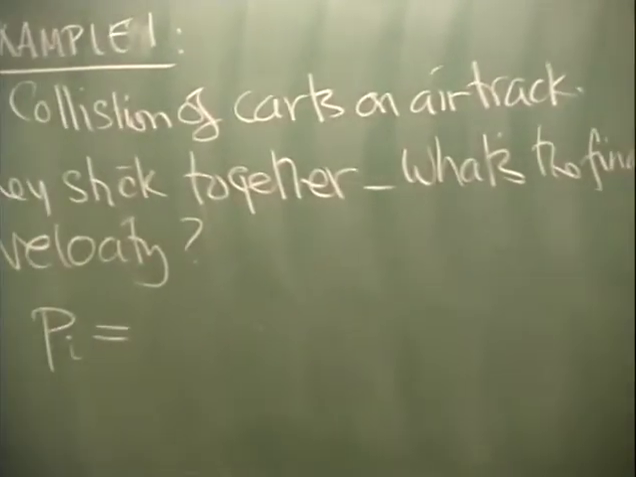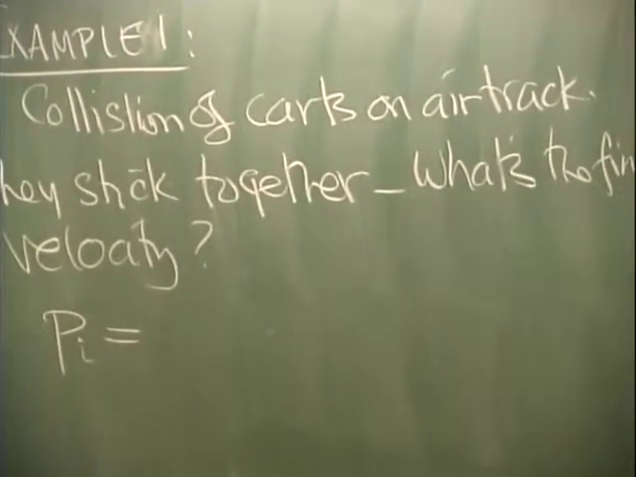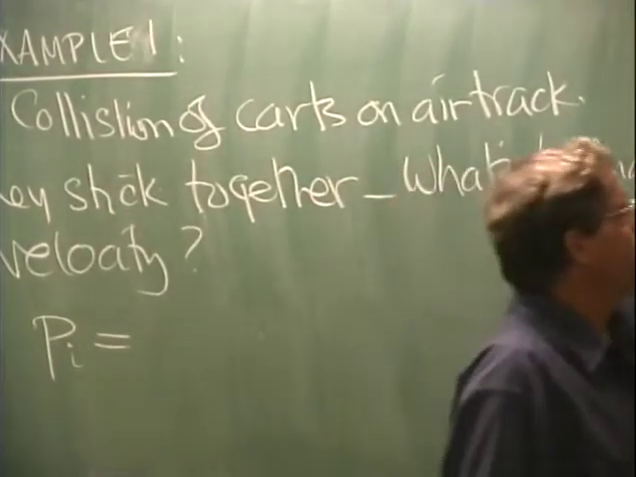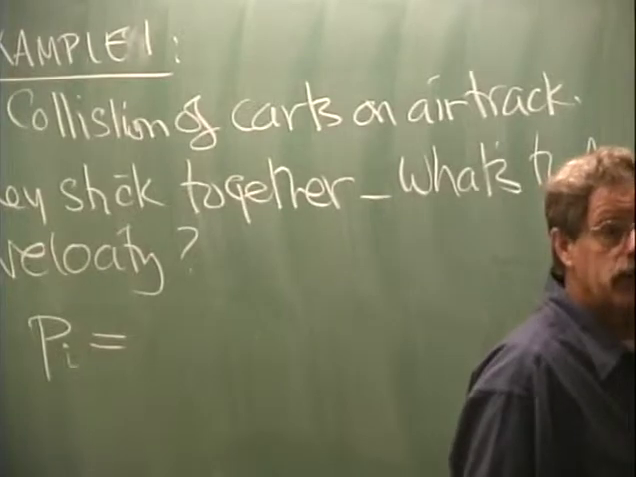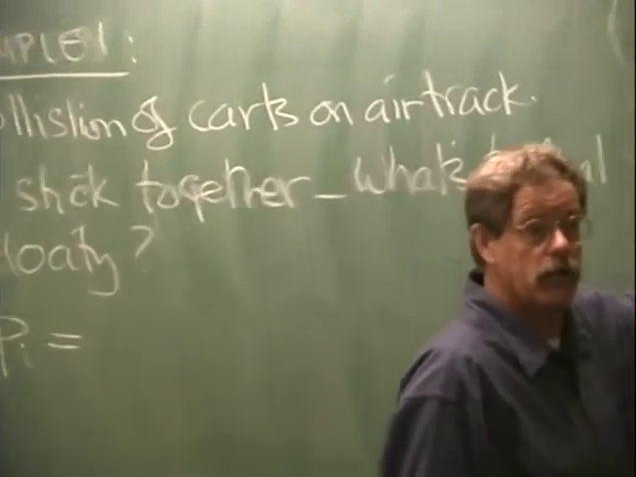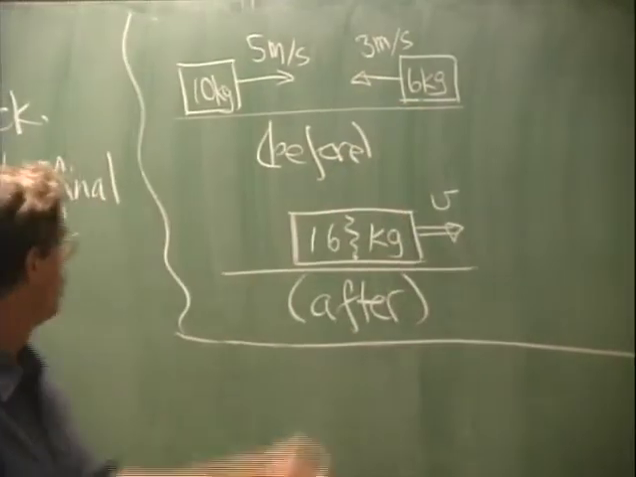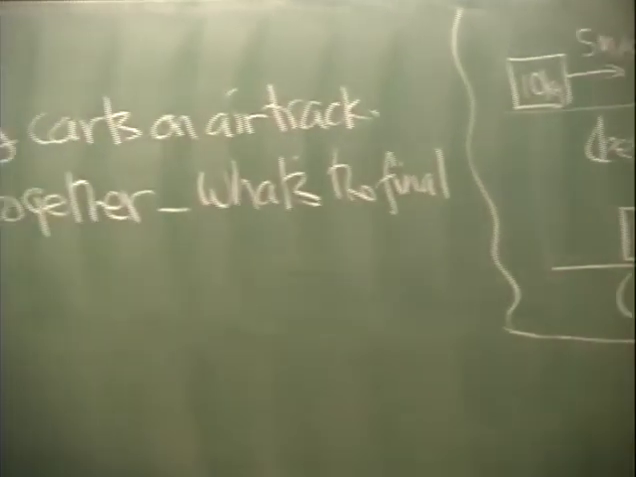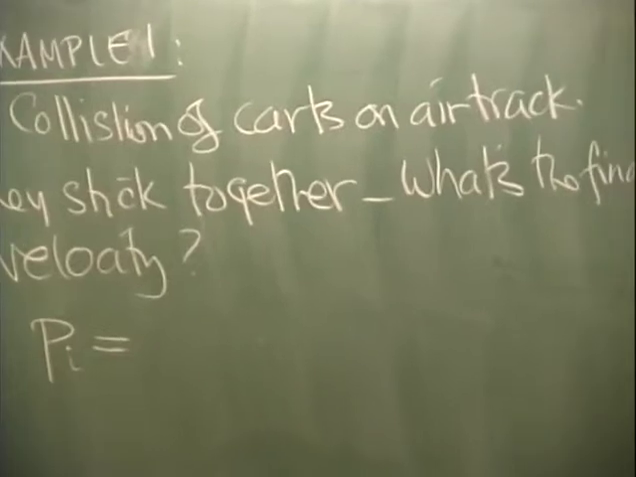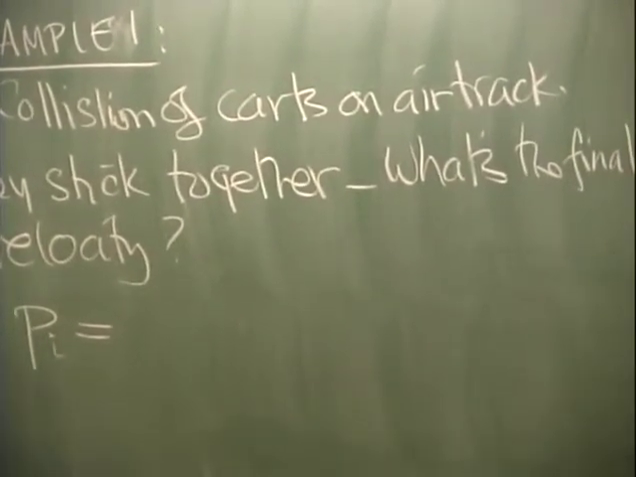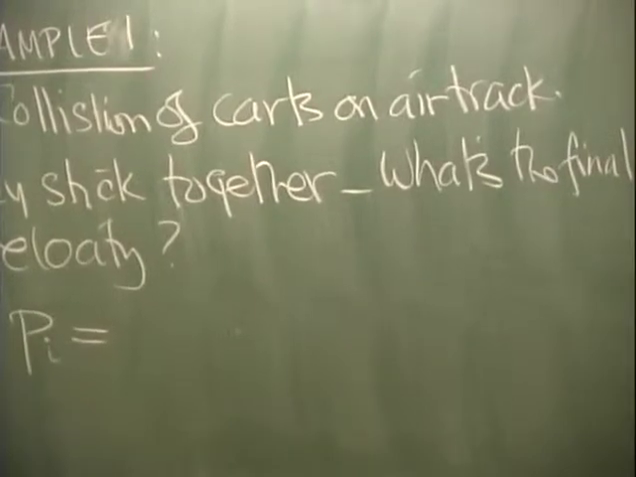By the way, this is all in one dimension, so I don't need to worry about the vector signs. But I do need to be very careful about the signs, because this one is going in the backward direction, this one's going in the forward direction. So this is a positive v, and this is a negative v. So what's the initial momentum? I've erased my definition of momentum, but P is equal to mass times velocity.